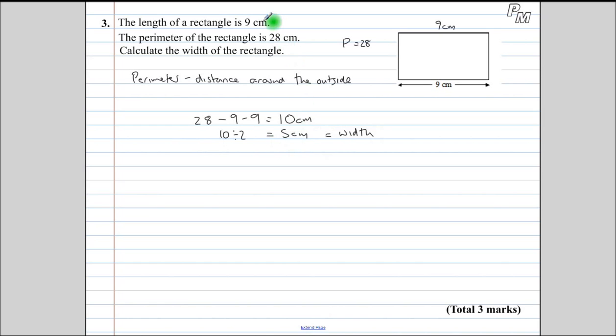We should always check our answer. So if we've now figured out that this is going to be 5 and this is 5, well, 5 plus 5 is 10, plus 9 is 19, plus another 9 is 28, which is what we've got here, so we know that we're likely to have done it correctly.